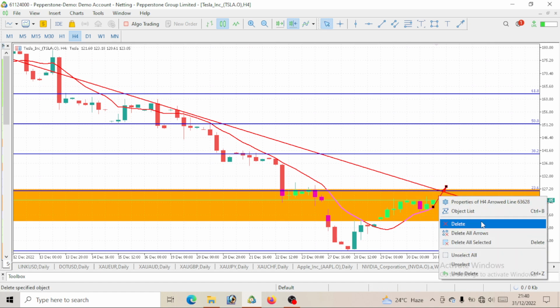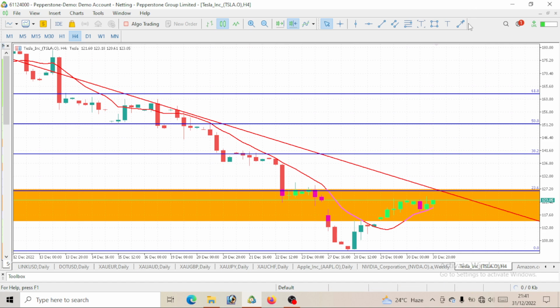period moving average, then definitely we would want to be patient enough for this bullish move on our 4-hour time frame to be over before we go ahead and sell on our Tesla for the day. So that's exactly what we have for the week.